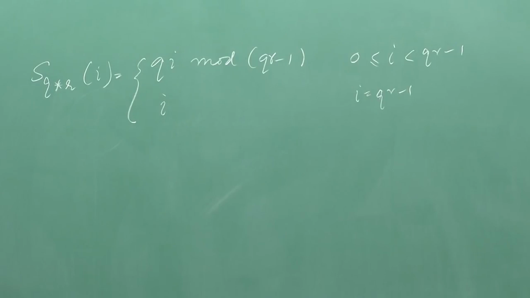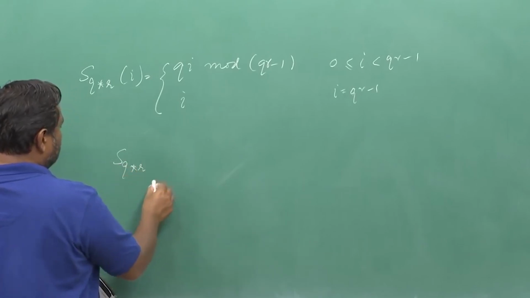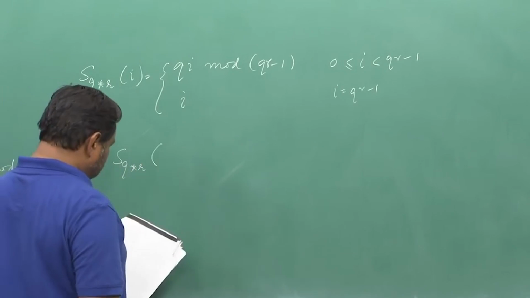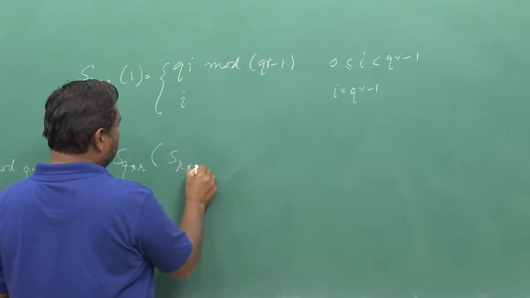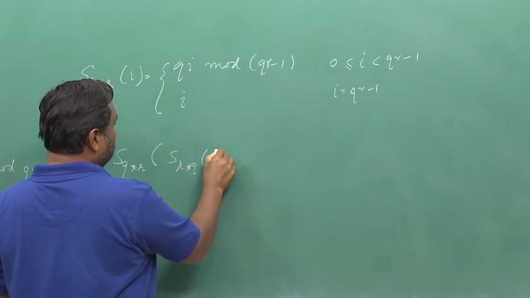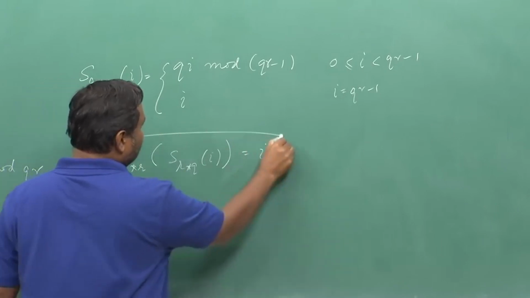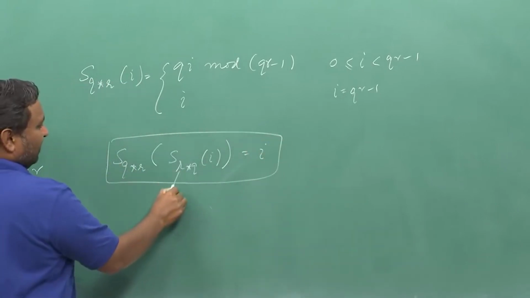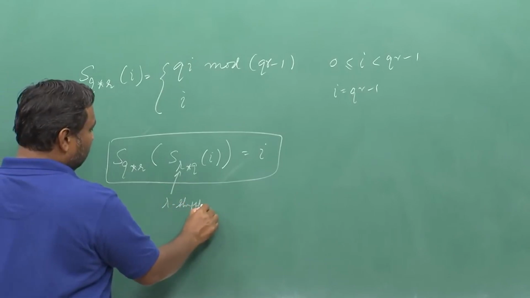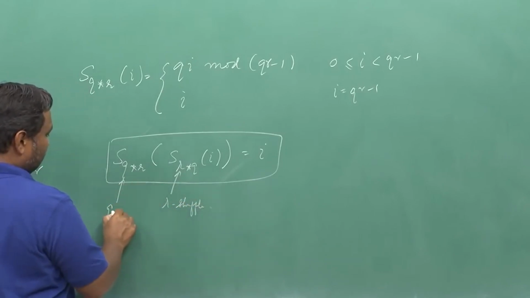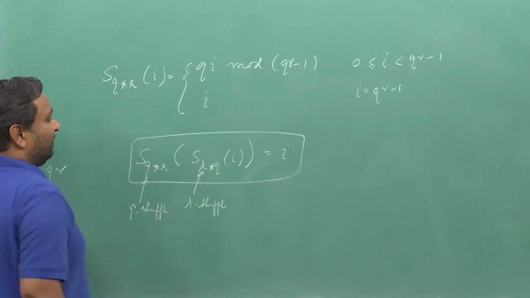And of course, there is one property which we can actually prove, that S of QR, I do it, S of RQ, this should be equal to I. So, remember this is R shuffle of same QR objects, and this is Q shuffle. You end up getting back to the same thing.